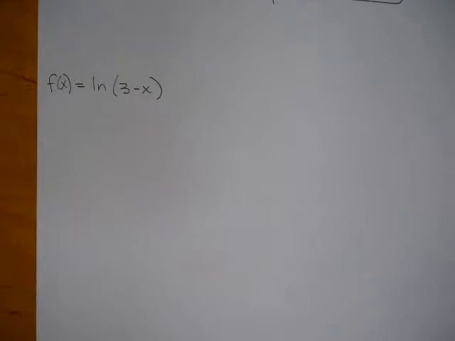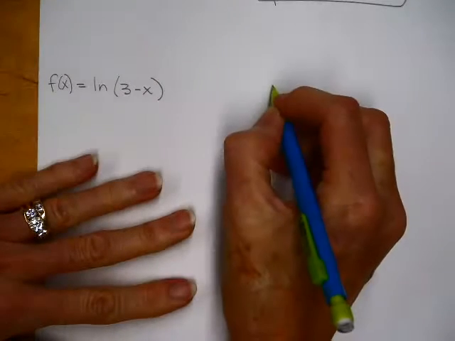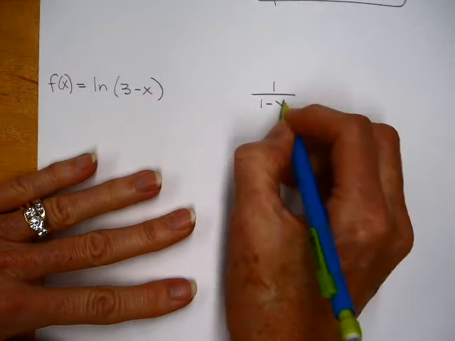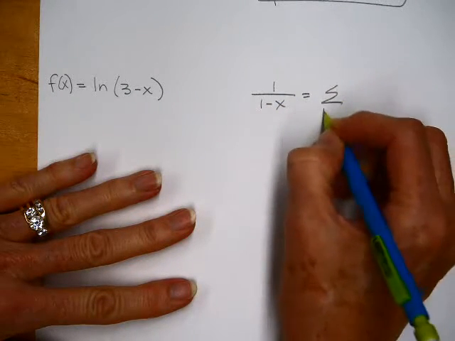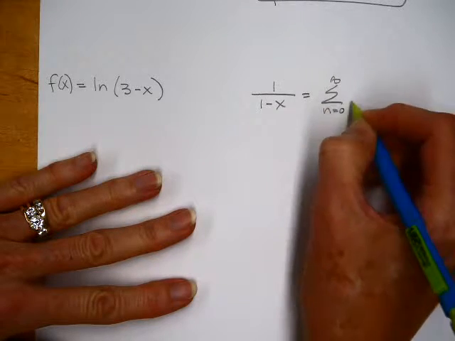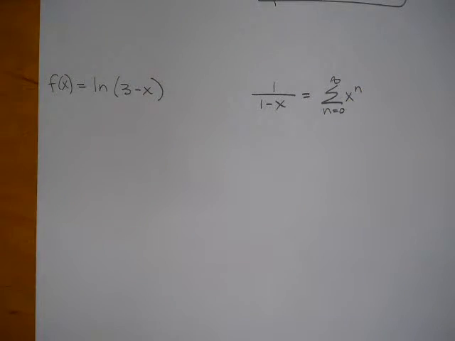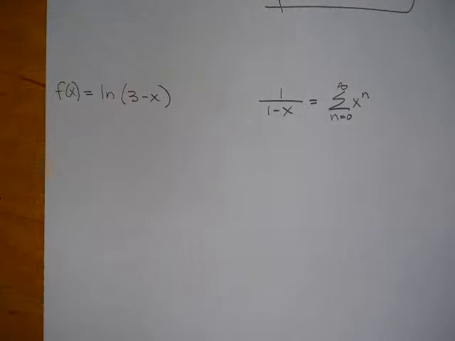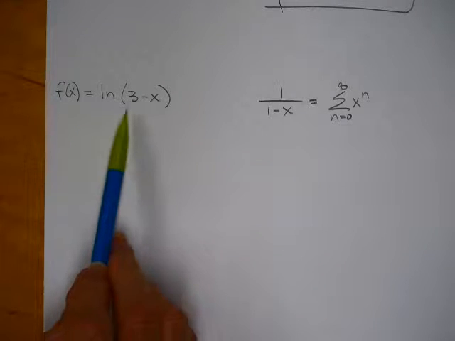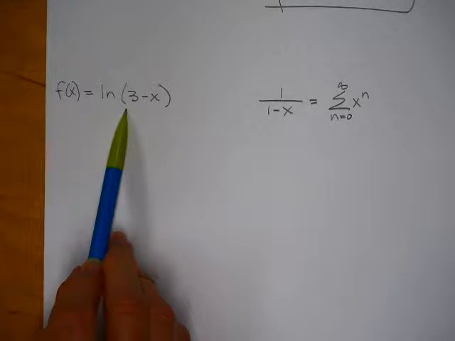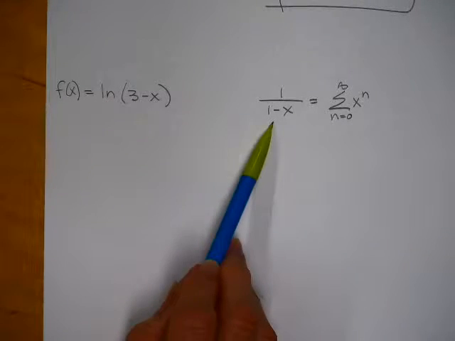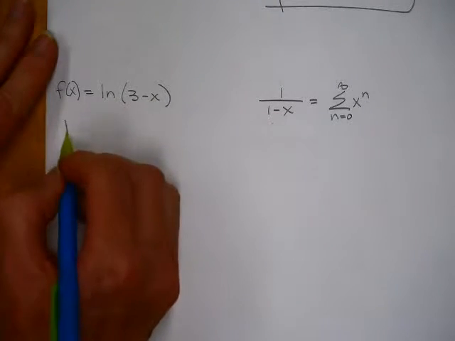All right, look at the natural log of 3 minus x. This is what you're using. This is the basis for everything we are doing. Okay? This does not look like that. But I know that if I take the derivative of this, again, it's going to look similar to this. So let me show you what the derivative looks like.